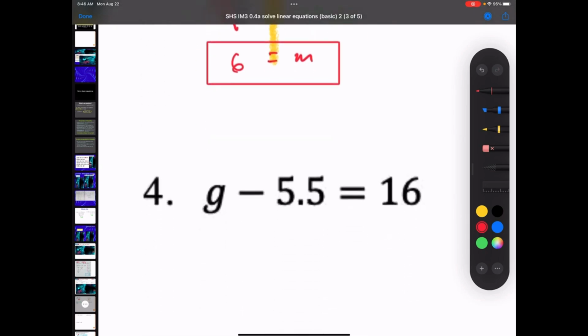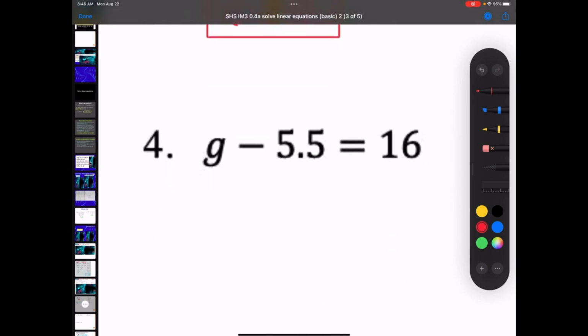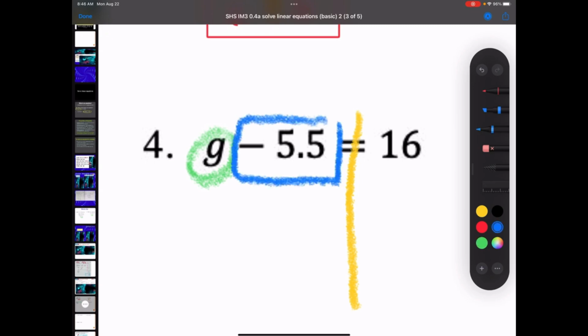And question number 4. To get G by itself, I have to move away this in blue. What do you see there, class? What math operation? You see subtraction. What's the opposite of subtraction?